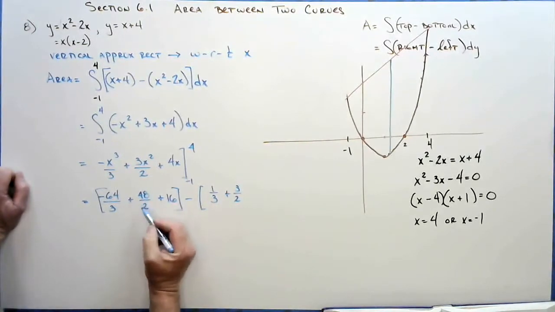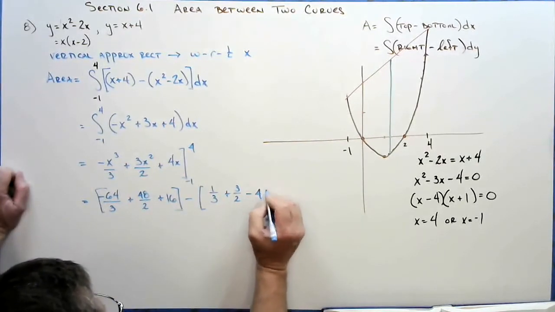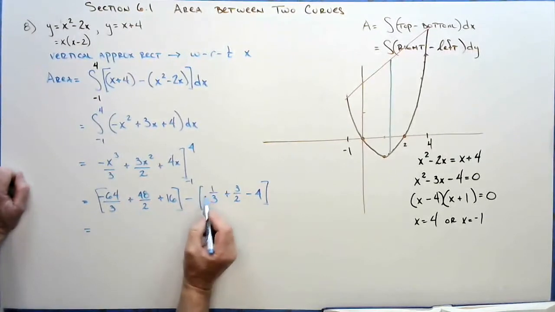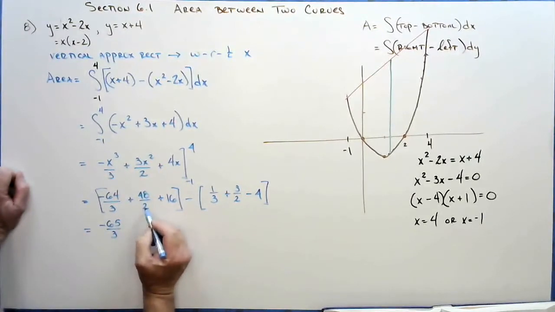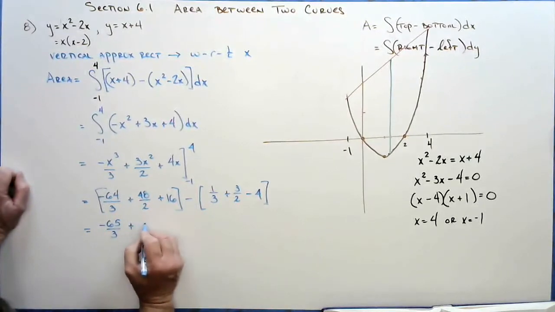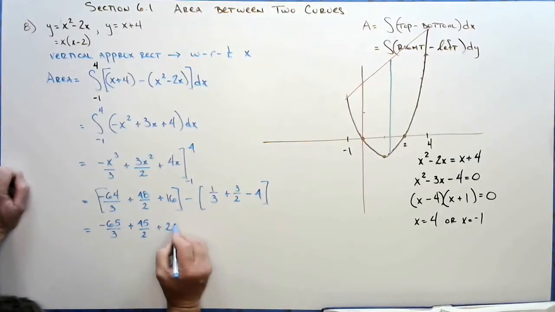Hence the reason I didn't simplify this. And over here, we're going to put -1 in, and we get -4. So we have -64 thirds minus another third, so that's -65 thirds. Here we have 48 over 2 minus 3 over 2, so that's going to be plus 45 over 2. And here we have 16 plus 4, that's going to be 20.